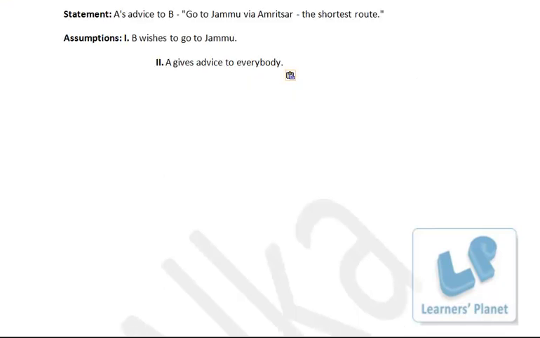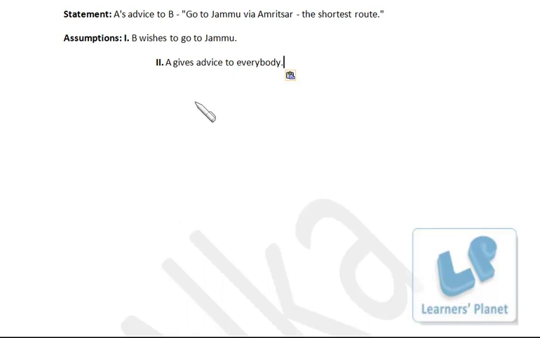Now the statement: A is advised by B to go to Jammu via Amritsar, the shortest route. The first assumption: B wishes to go to Jammu. So here B wishes to go to Jammu, that's why he is taking the advice of A. Otherwise, in general, why would a person ask the route to Jammu? So this assumption is implied. If at all I have to go somewhere, then only I'll ask the way from any person. Otherwise, why should I ask, right? So this assumption is implied.